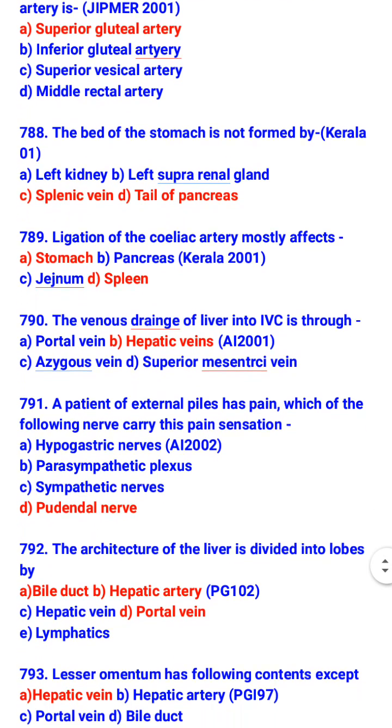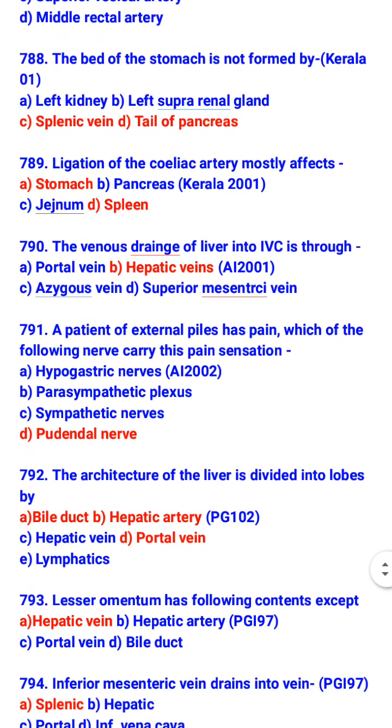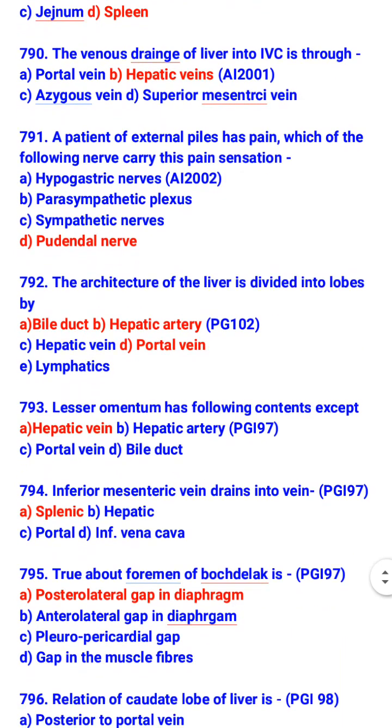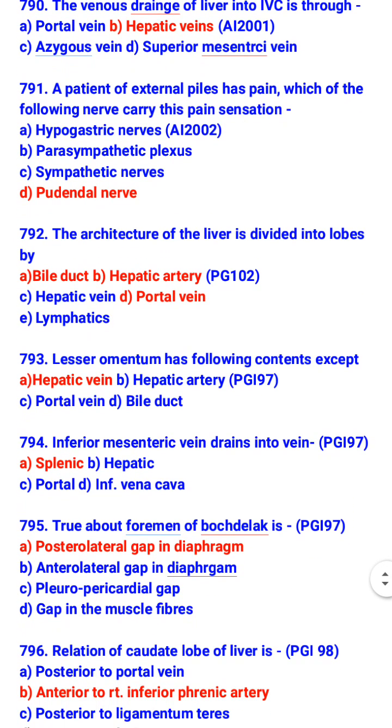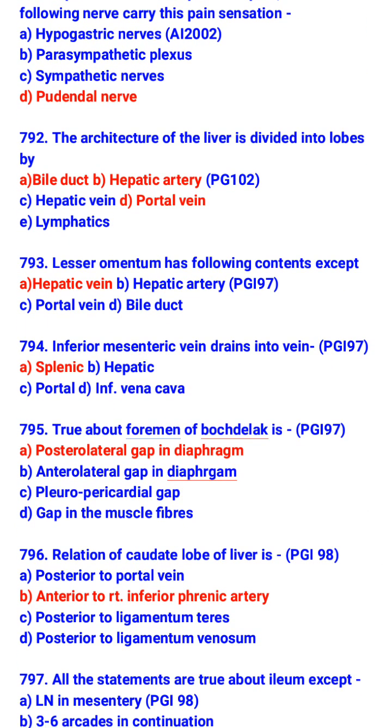The venous drainage of liver into the inferior vena cava is through hepatic vein. A patient of external piles has pain. Which of the following nerve will carry this pain sensation? Pudendal nerve. The architecture of the liver is divided into lobes by bile duct, hepatic artery and portal vein. Lesser omentum has the following content except hepatic vein. It has the contents hepatic artery, portal vein and bile duct. Inferior mesenteric vein drains into splenic vein.